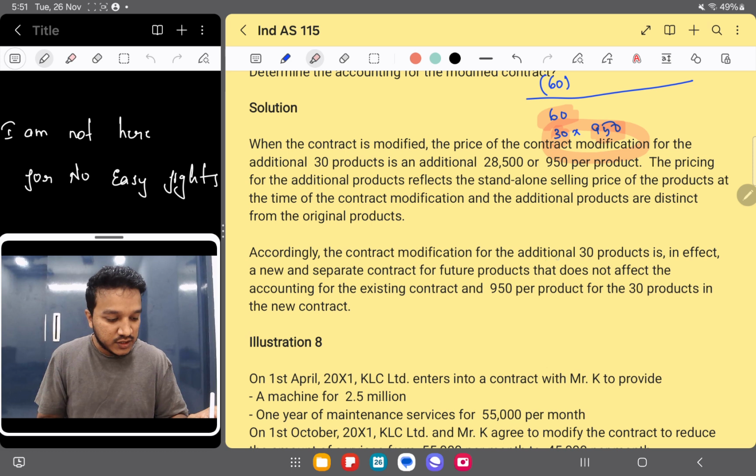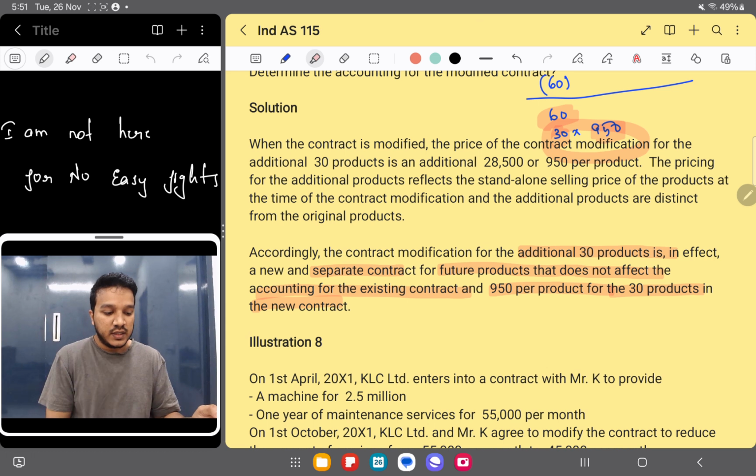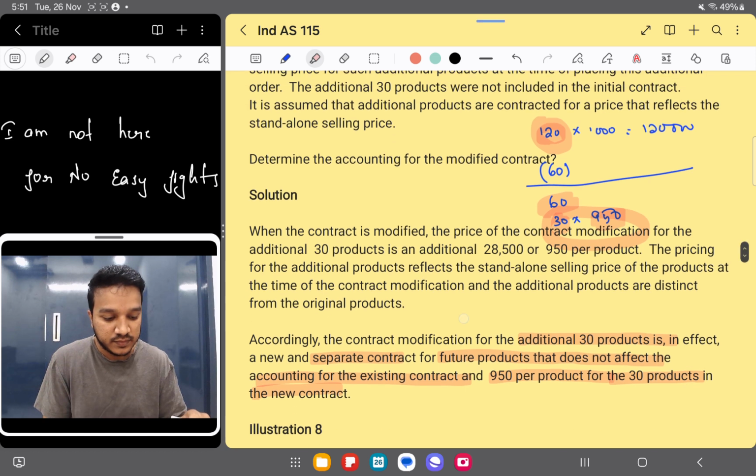Accordingly, the contract modification for an additional 30 products is a new and separate contract for future products that does not affect the accounting of the existing contract, and 950 per product for the 30 products is a new contract. Okay, 950 per product for the 30 products is the new contract, and it should not affect the earlier contract.